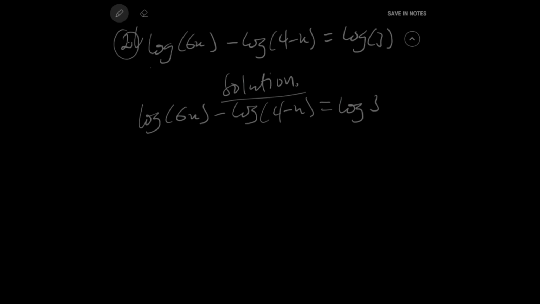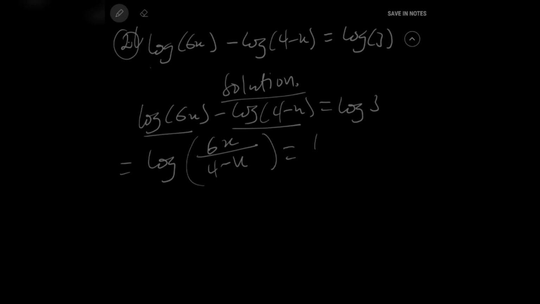Okay, so this is a very similar situation. Log of 6x minus log of 4 minus x equals log of 3. So we have to merge these two logarithms into a single logarithm. Okay, so they are the same base, which is base 10, and then they are subtracting, so the terms in the bracket will divide, the first one before the second one. So we get this equals log of 3.